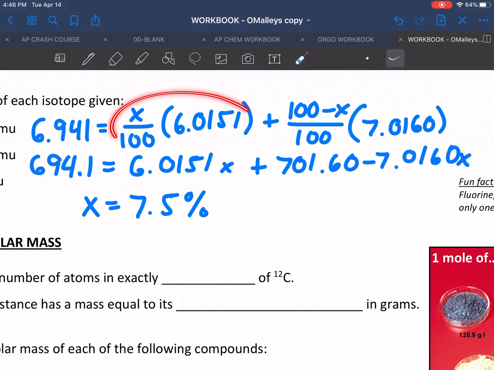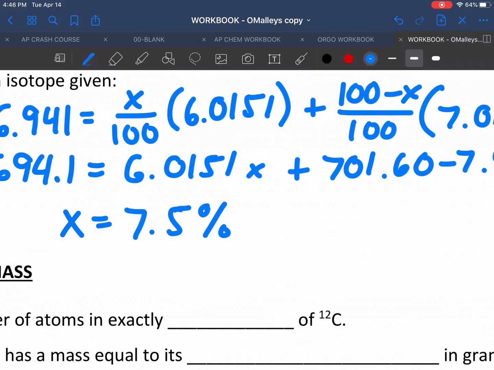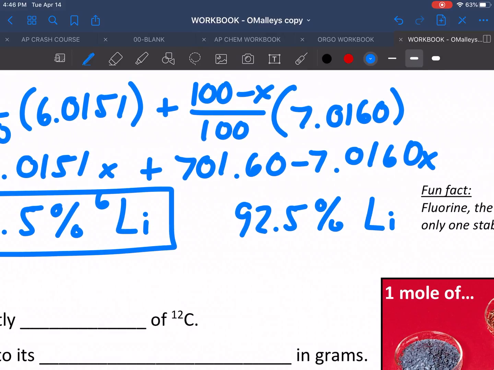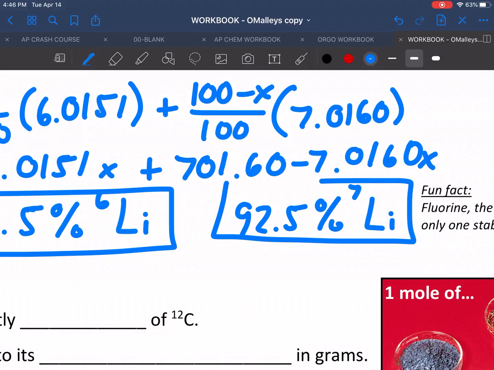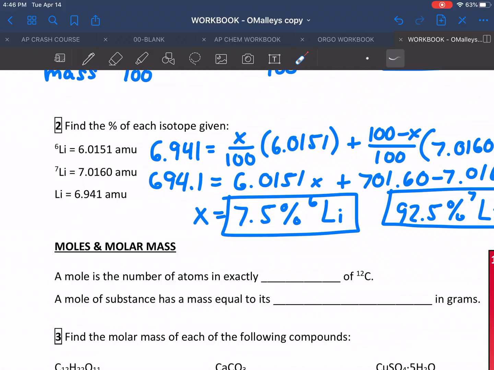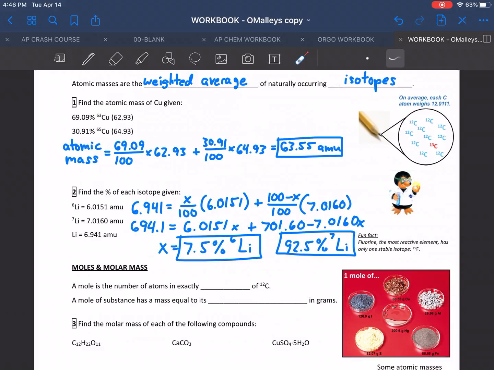And remember, we defined that as our percentage of the lighter isotope of lithium-6. So to get the percentage of the other isotope, I just subtract from 100, so it's 92.5% of lithium-7. And we could certainly get those percentages from a mass spectrometer, but maybe we only got the final atomic mass and we know the masses of each isotope. This was a way of getting those individual percentages. So that's how we convert atomic masses into percentages and percentages into atomic masses.